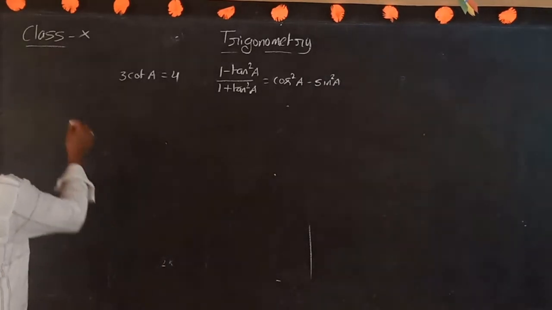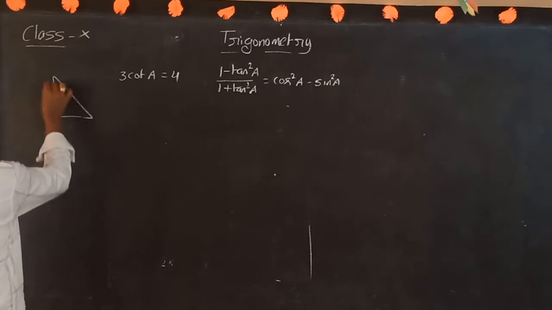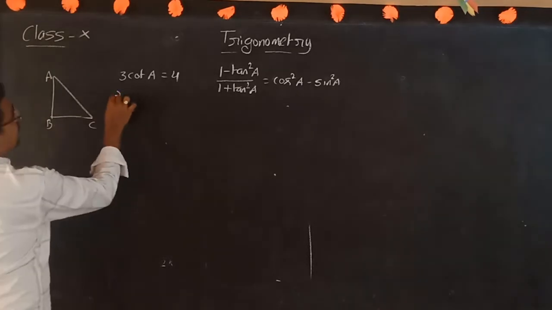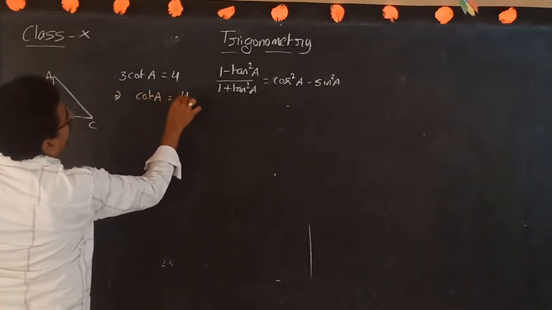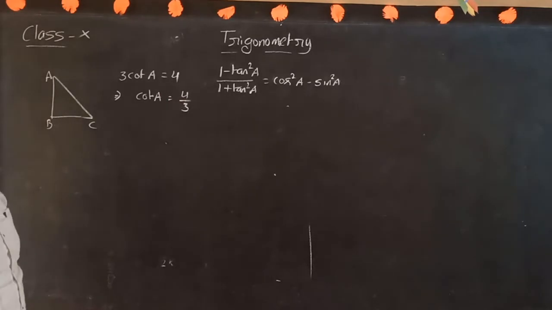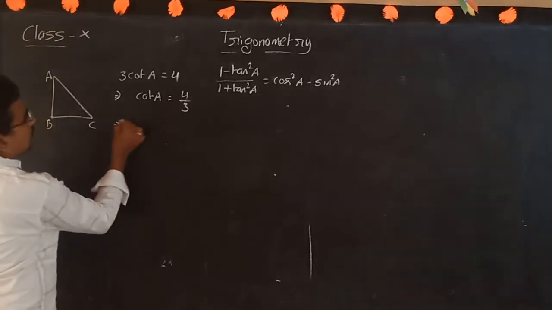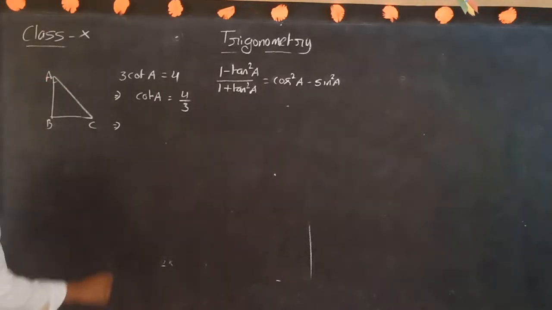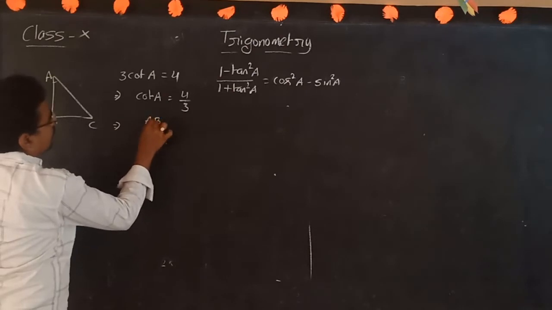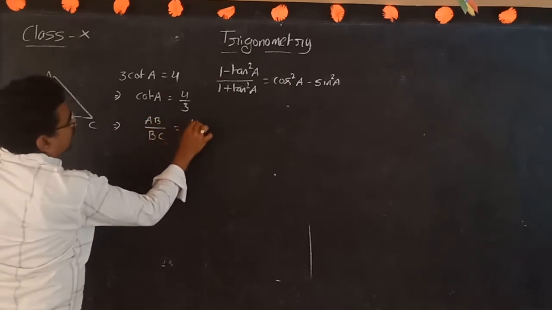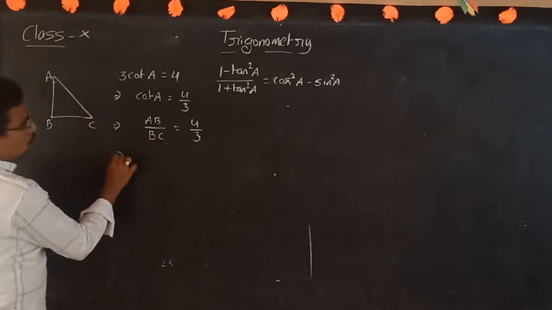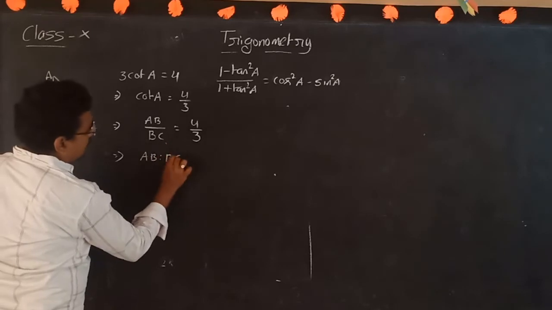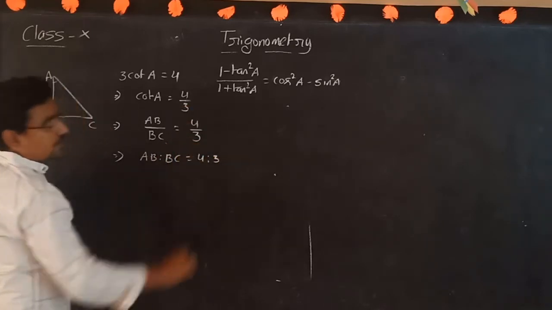So as I said, let us assume a right angle triangle ABC, right angle at B. If we assume cot A, what will come? 4 by 3 will come. Cot A equals 4 by 3. Cot A is adjacent by opposite. What is adjacent? AB. What is opposite? BC. AB by BC equals 4 by 3. I am writing this as a ratio: AB is to BC equals 4 is to 3.